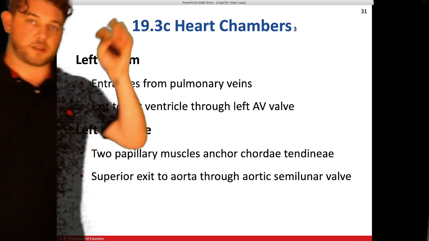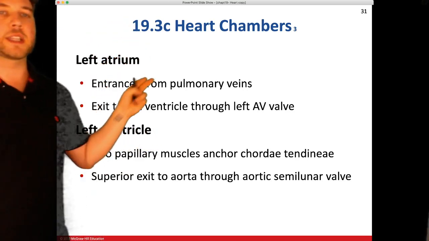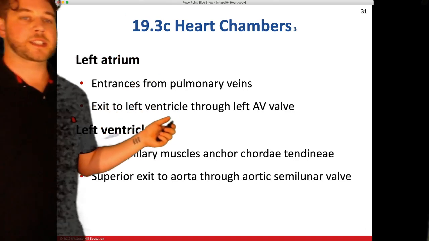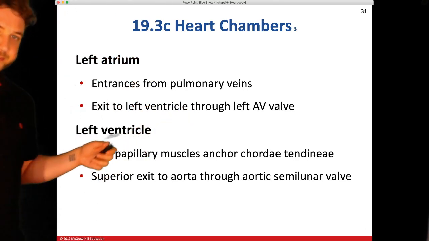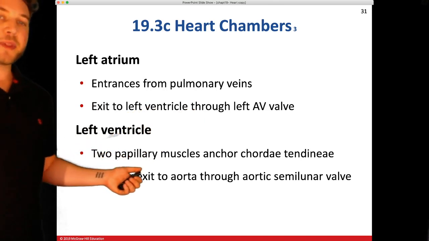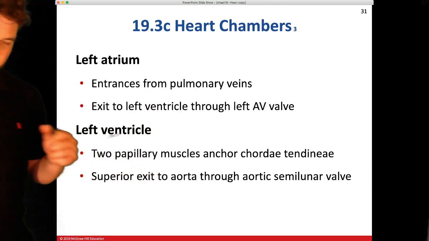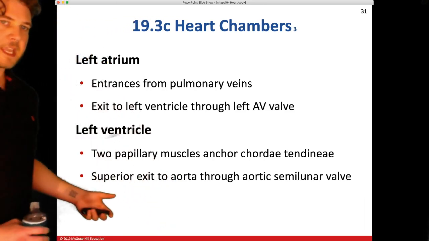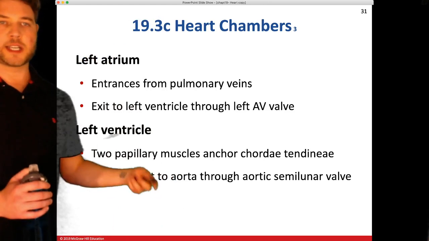Then when you come back, so that's all the lung stuff, and then you come back into the left atria, which has entrances from pulmonary veins. It exits to the left ventricle through the left AV valve. Once you get through the valve, you're in the left ventricle. You have 2 papillary muscles that anchor the chordae tendineae on the left side. So that's why it's also called your bicuspid valve. And the superior exit to the aorta through the aortic semilunar valve.